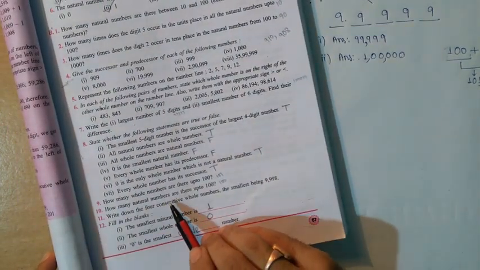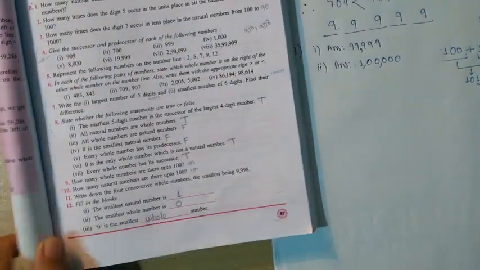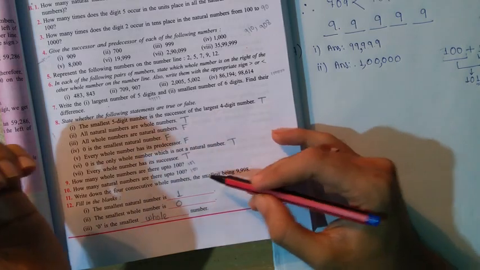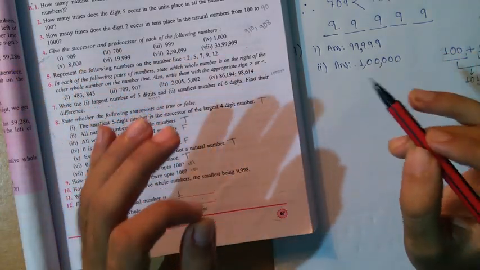How many natural numbers are there up to 100? So natural numbers means it starts from 1 and we have to count up to 100. You just count it, you will get that there are 100 natural numbers up to 100.